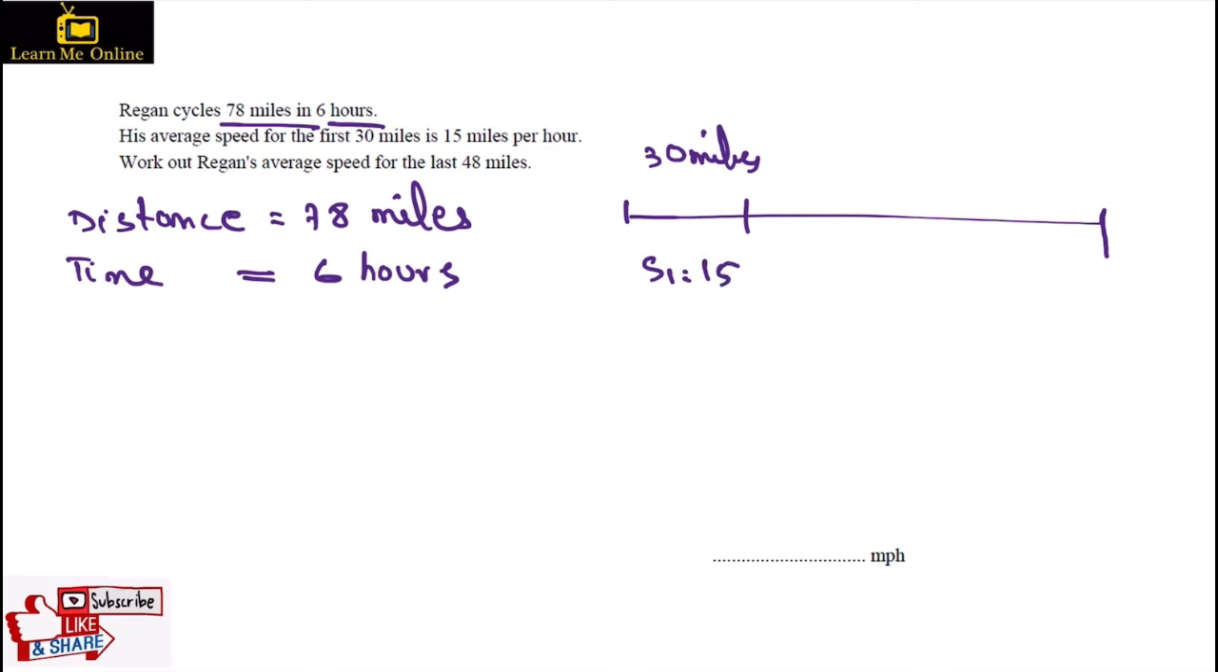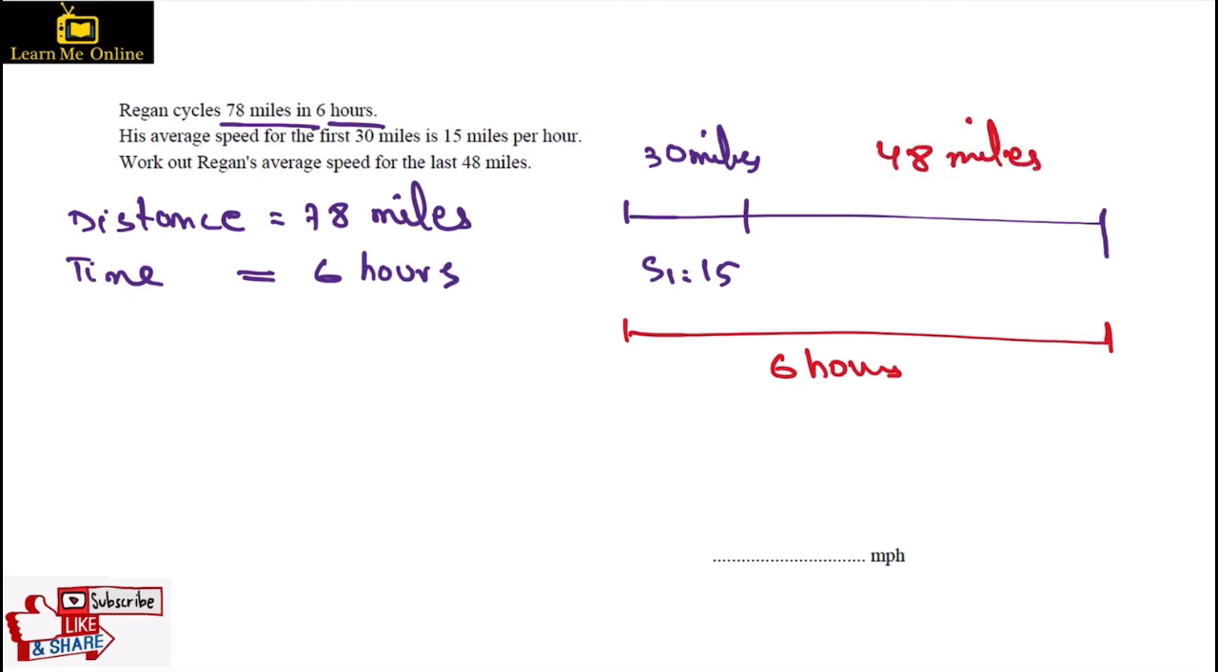Now, the next thing they're saying is that the total time they take from here to here would be 6 hours. Okay, because the total distance is 78, if I take away the first 30, it would be 78 minus 30, which gives 48. The remaining would be 48 miles then. So from here until there is representing the 48 miles.